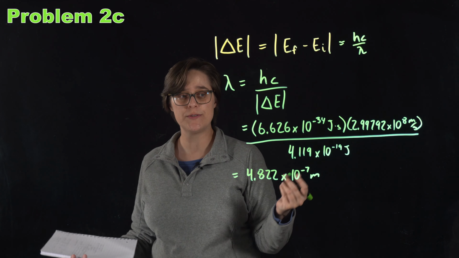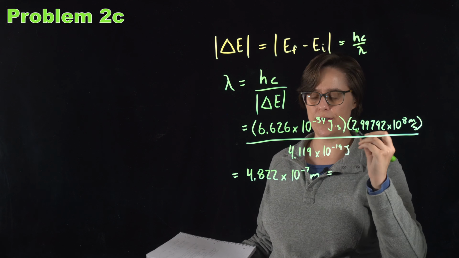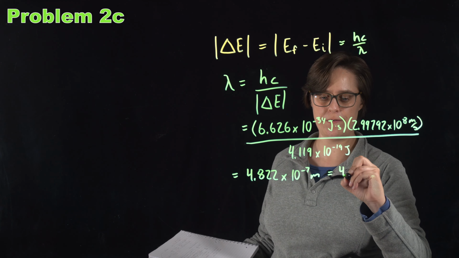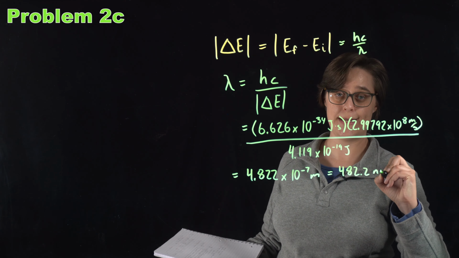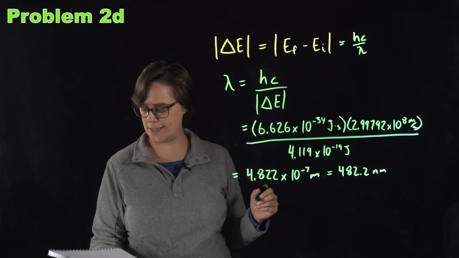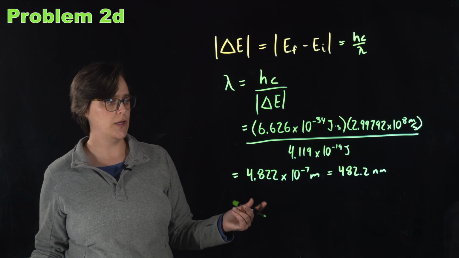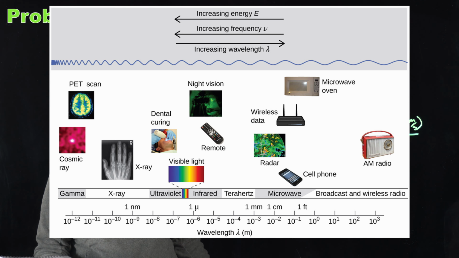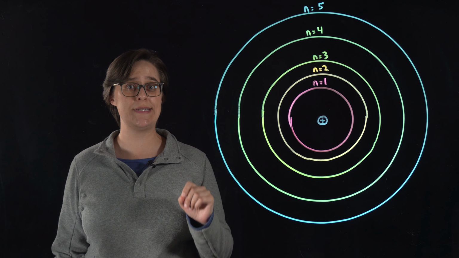And a lot of times wavelengths are in units of nanometers. So if that's the case, you need a unit conversion using the metric prefix, and you would get 482.2 nanometers as your wavelength. Now, question D is, in what part of the electromagnetic spectrum does this lie? Well, you'd need to reference a chart, and you would see that it's in the visible region, and specifically it's a bluish green. But we still have a problem.